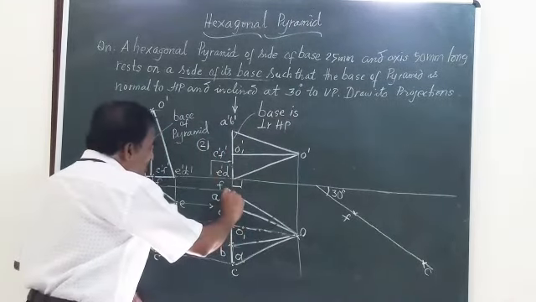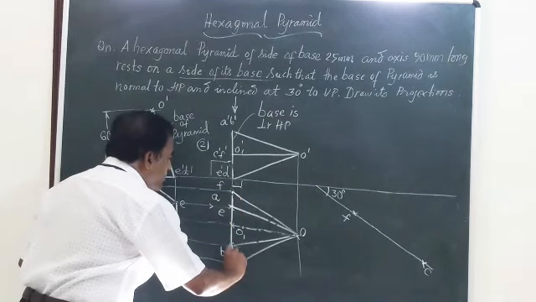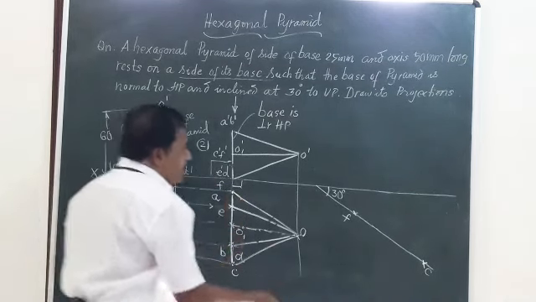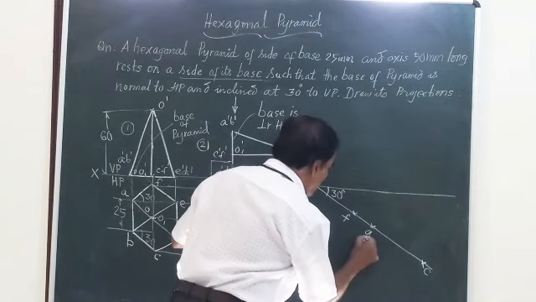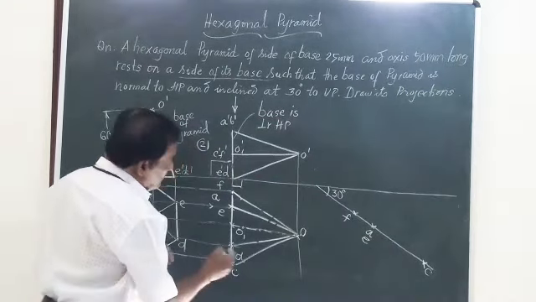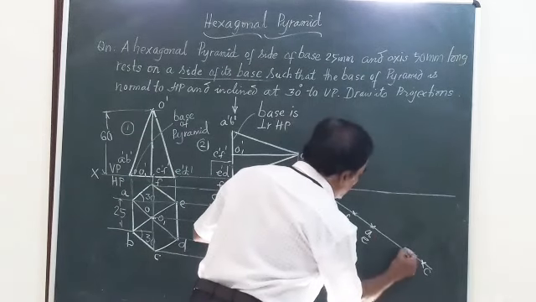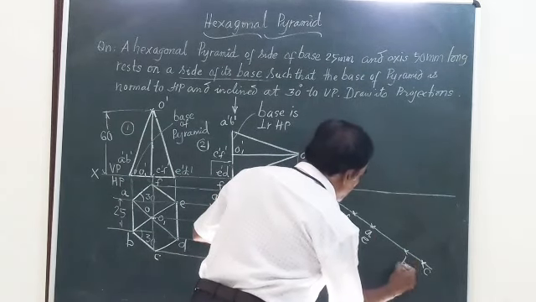Then mark off this distance. This distance is exactly equal to this. From here, mark E. This is A comma E. And here you mark B comma D at the same distance. B comma D.